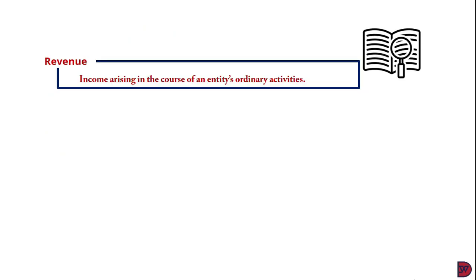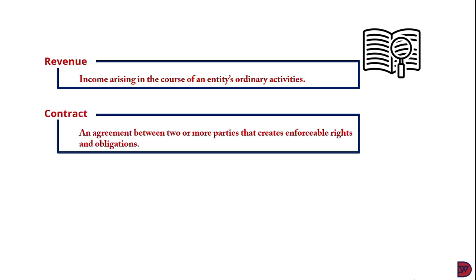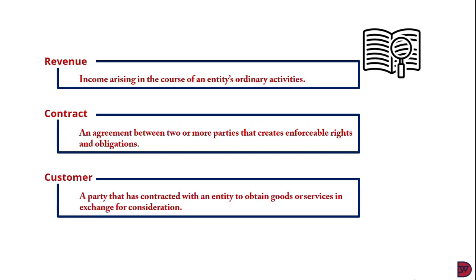Now let's look at some terminologies. The first we'll look at is revenue. Now this is an income arising in the course of an entity's ordinary activities. The next is a contract. It is an agreement between two or more parties that creates enforceable rights and obligations. A party that has contracted an entity to obtain goods or services that are an output of the entity's ordinary activities in exchange for consideration is a customer.